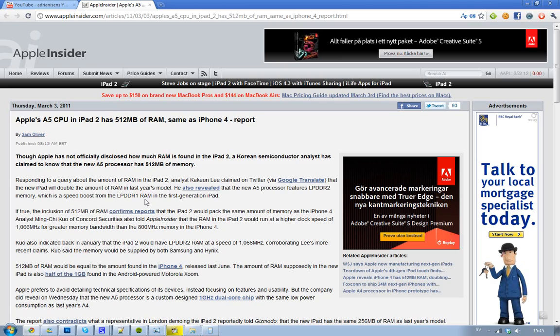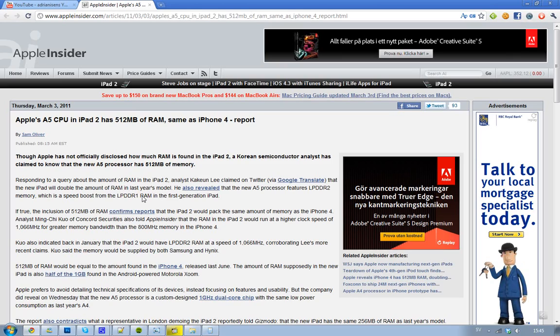But it seems now, according to these analysts, that the iPad 2 will double the amount of RAM since the iPad 1. If it's double, that means 512 megabytes. That is kind of cool, because it means it's going to have the same amount of RAM as the Android 3.0 Honeycomb Motorola Zoom tablet. So that's kind of good.